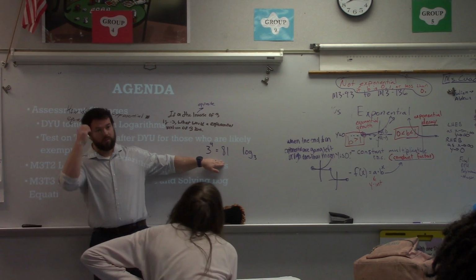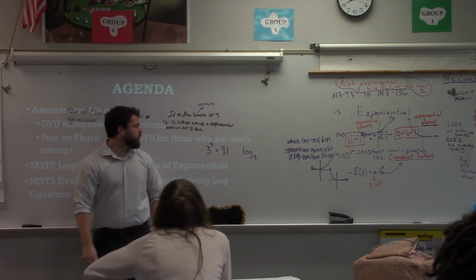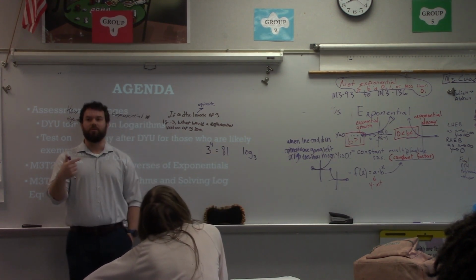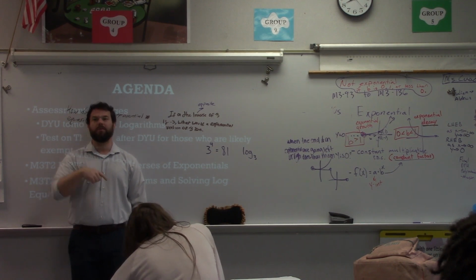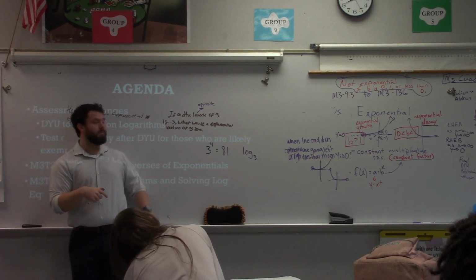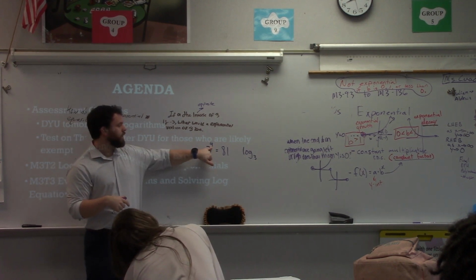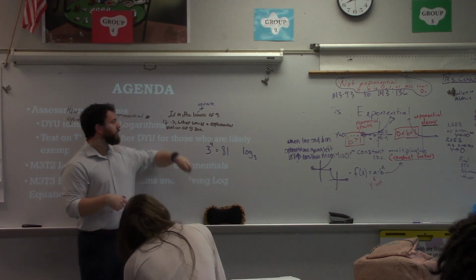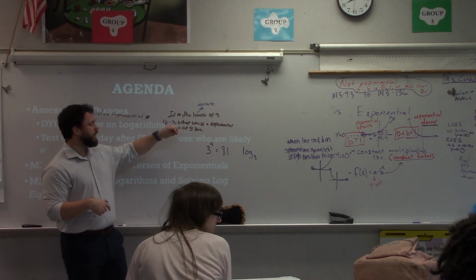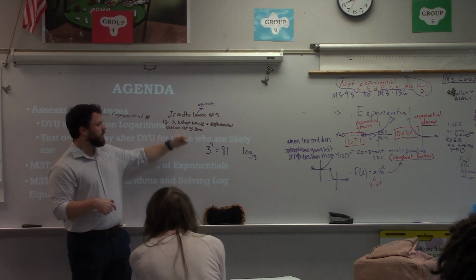No. What's my input? 3 is my base. It's an exponential. Remember, the exponent is my input for an exponential. So the input is 4. The output is 81. So what was my input is going to become my output. What was the output becomes the input.